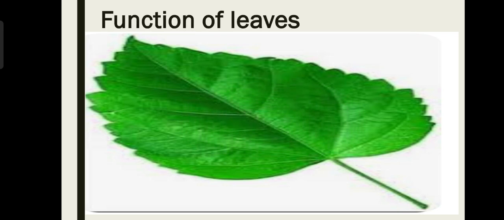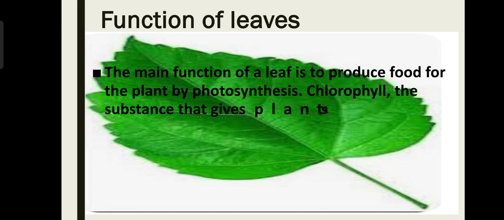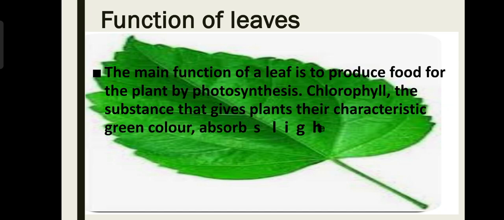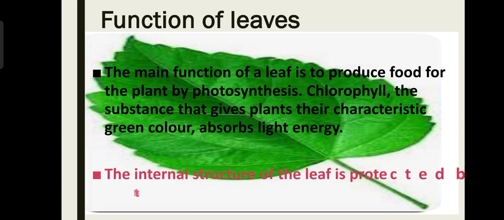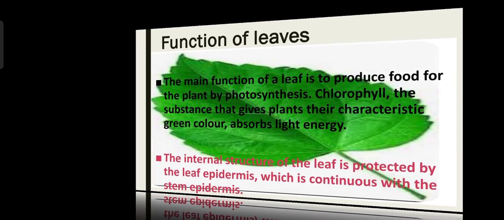Function of leaves. The main function of the leaf is to produce food for the plant by photosynthesis. Chlorophyll, the substance that gives plants their characteristic green color, absorbs light energy. The internal structure of the leaf is protected by the leaf epidermis, which is continuous with the stem epidermis.